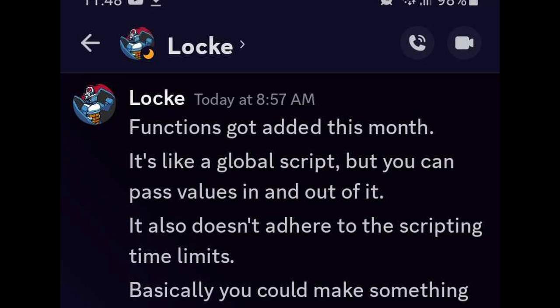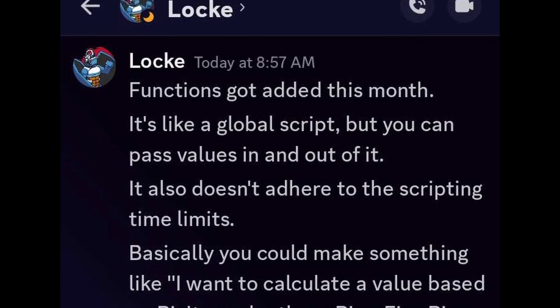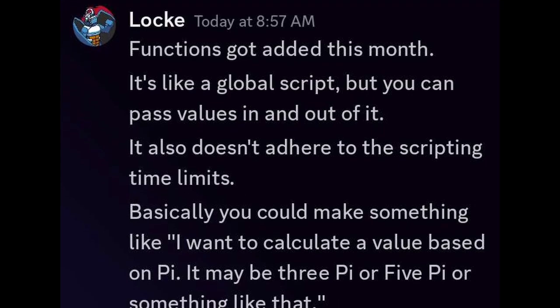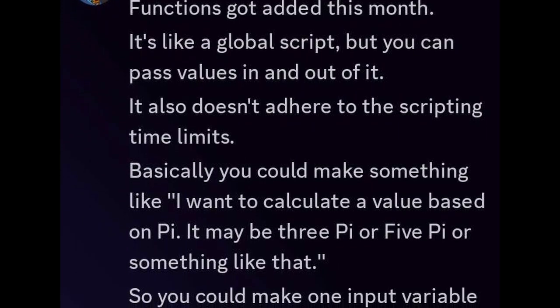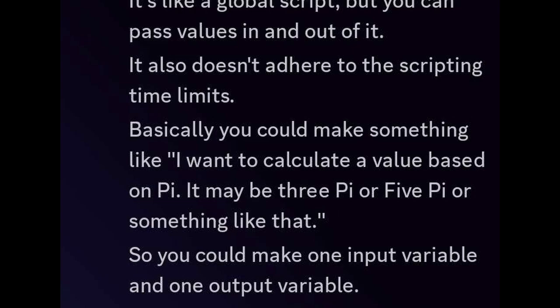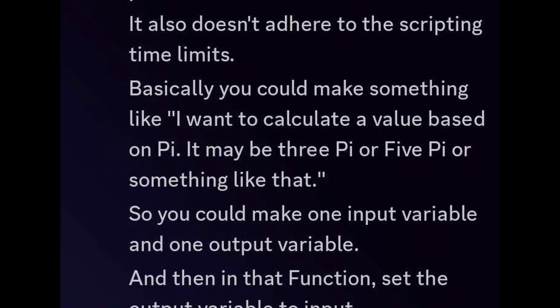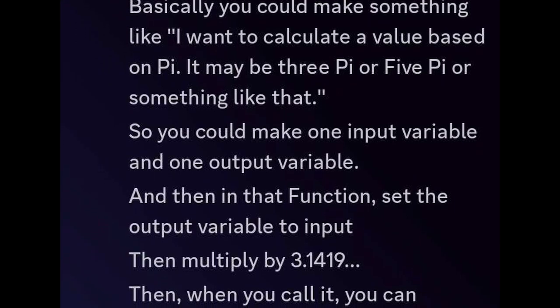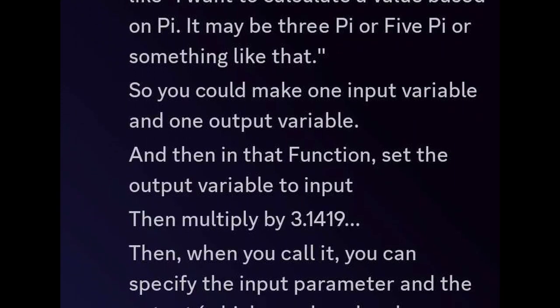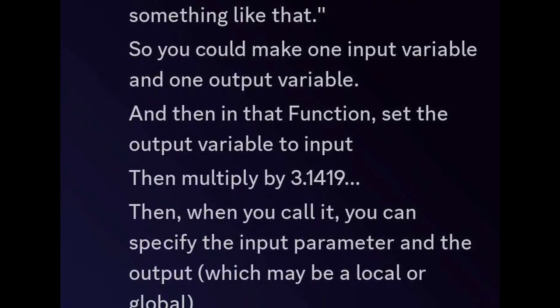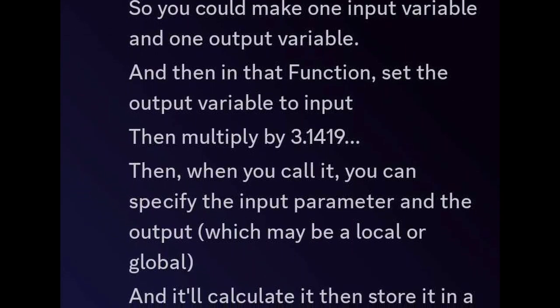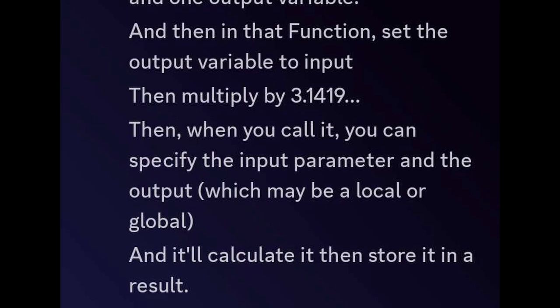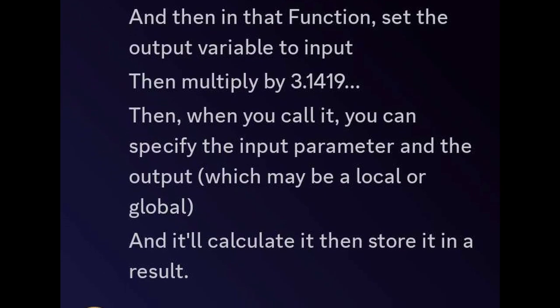Functions got added this month. It's like a global script, but you can pass values in and out of it. It also doesn't adhere to the scripting time limits. Basically, you could make something like, I want to calculate a value based on pi. It may be 3 pi or 5 pi or something like that. So you could make one input variable and one output variable, and then in that function, set the output variable to input, then multiply by 3.1419. Then, when you call it, you can specify the input parameter and the output, which may be a local or global, and it'll calculate it, then store it in a result.